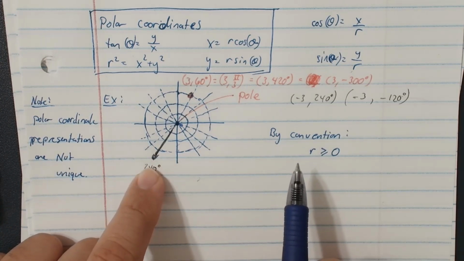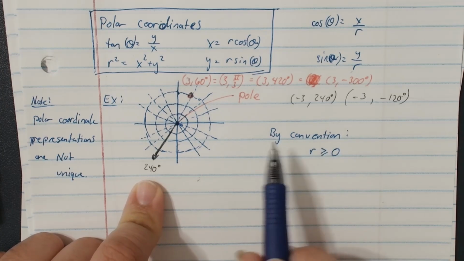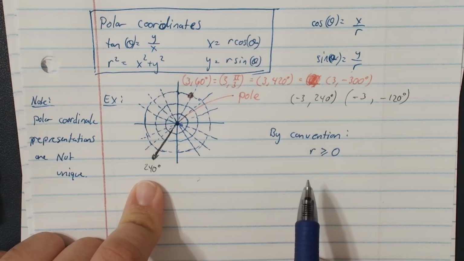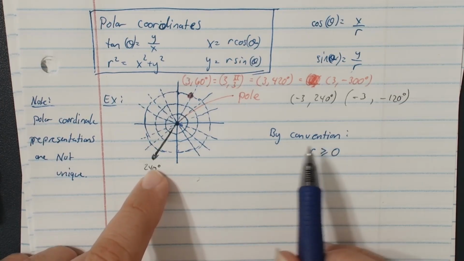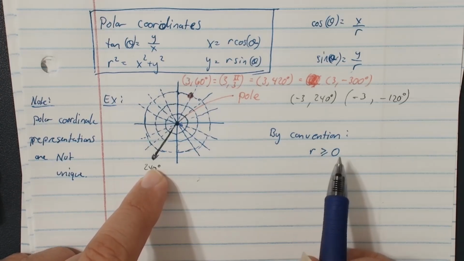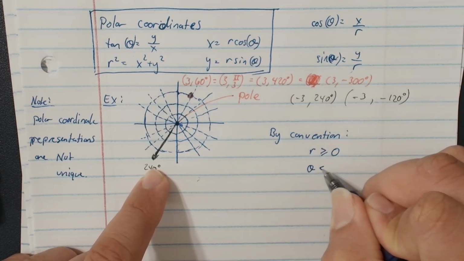Now, we will sometimes break convention for convenience. Convention is just a strong suggestion. Nothing says we have to stick to it. Unless there's a reason to do otherwise, we'll stick to this. But if there is a good reason to do something else, we'll do something else. But the normal choice, if there's no other reason to break it, is that r should be positive, and theta should be between 0 and 2 pi.